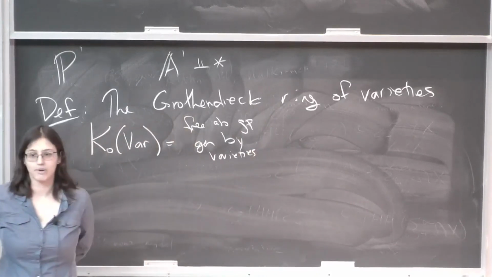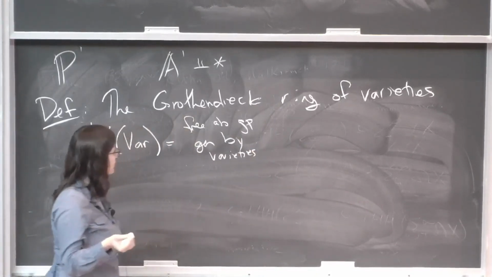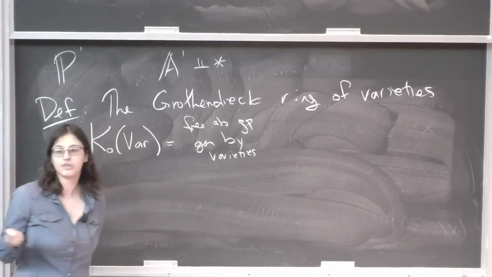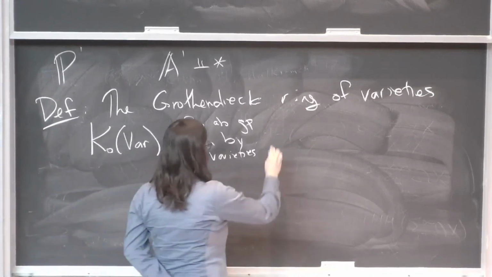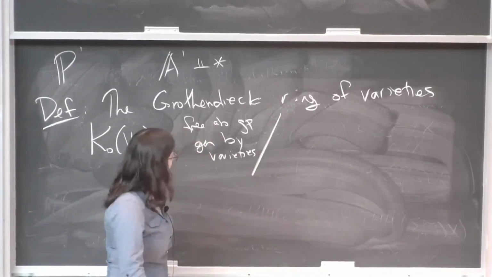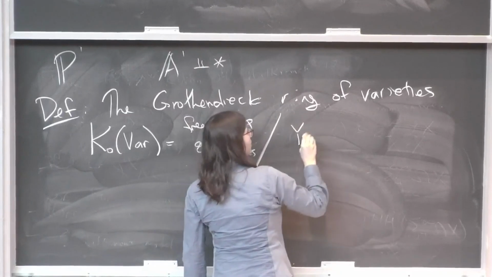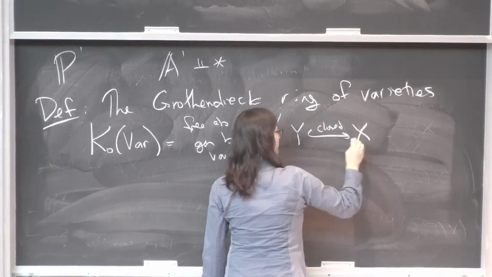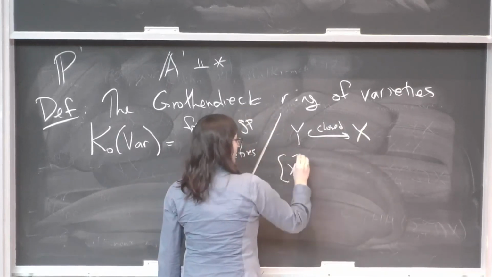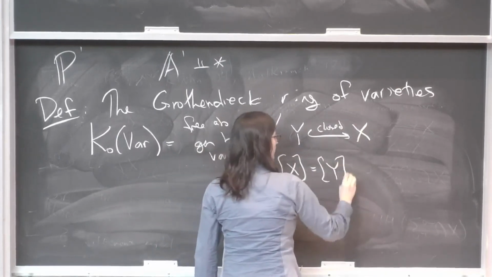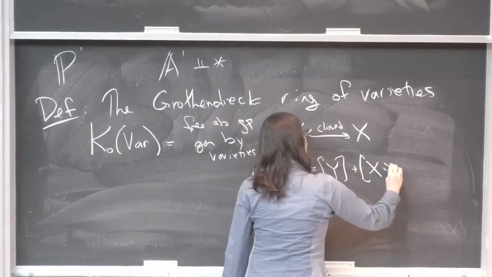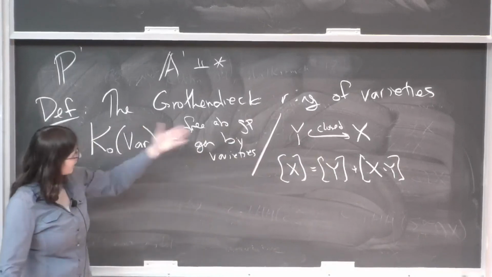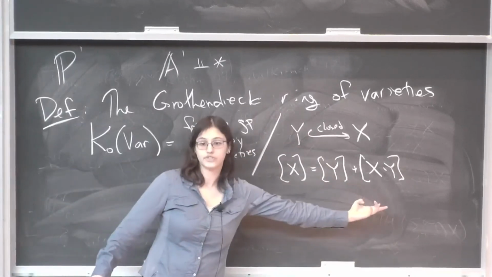I'm not going to be worrying about it too much in this talk. This talk is almost completely going to be independent of the field. So if you want, you can assume that it's the complex numbers or whatever your favorite field is. Then we're going to quotient out by the following relation. Whenever we have a closed embedding of two varieties, Y in X, we declare that X is equal to Y plus its complement. So this is saying that a variety is the same as a decomposition.